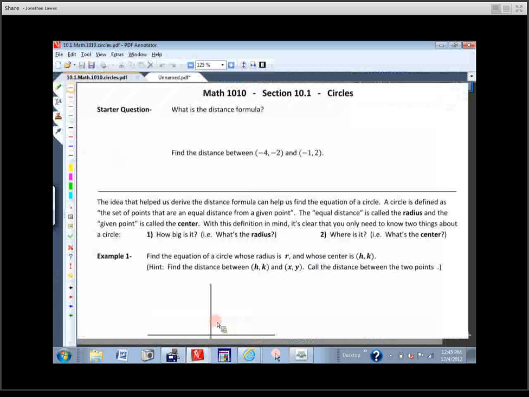Let's see. Tyler, distance formula. D equals the square root, big square root, parenthesis x2 minus x1 parenthesis squared plus parenthesis y2 minus y1 squared. Okay, there we go. And you'll remember we actually derived this in class using the Pythagorean theorem.